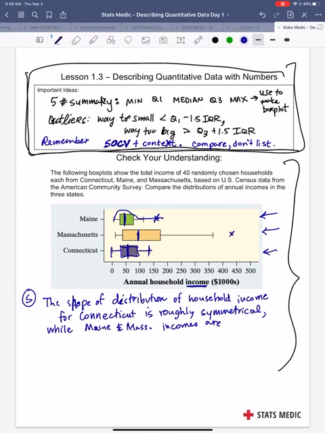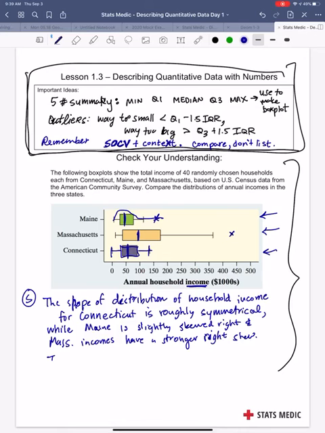now hold on, I'm going to compare these two, and as I look at that, hold on, it looks like Maine is slightly skewed, but Massachusetts is much more skewed. So I could even compare that. Well, Maine is slightly skewed, right? And Massachusetts incomes have a stronger right skew. Okay, so I've compared their shapes. It's hard to tell with a box plot, but pretty good.